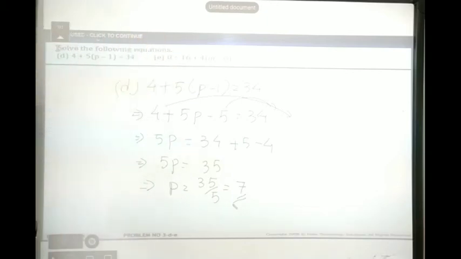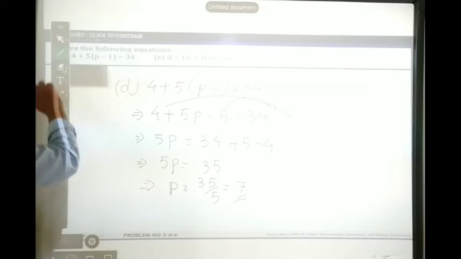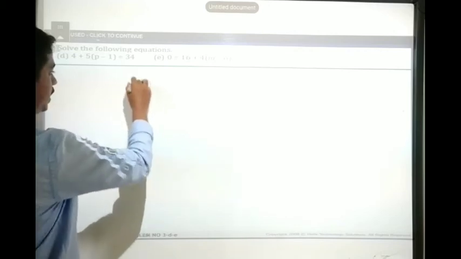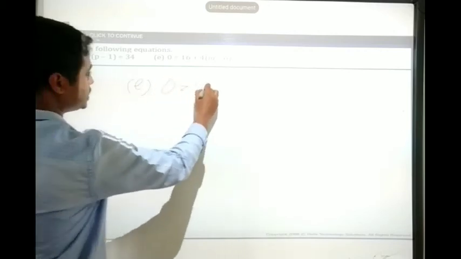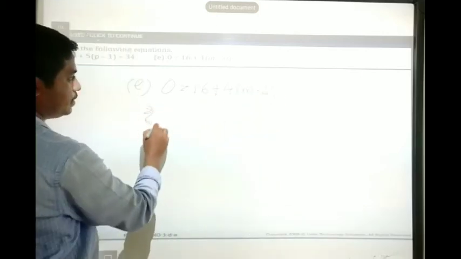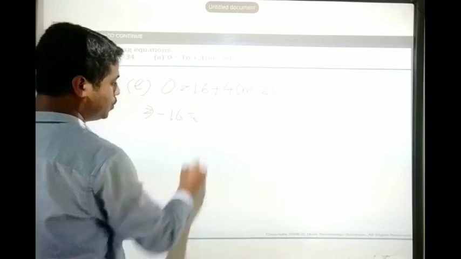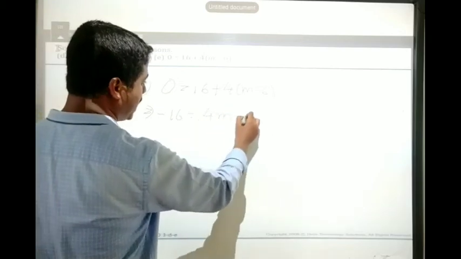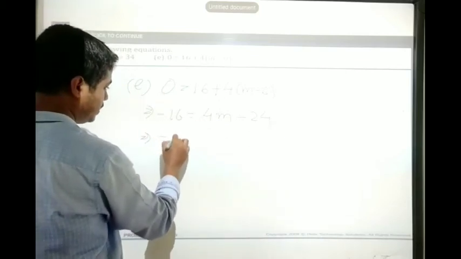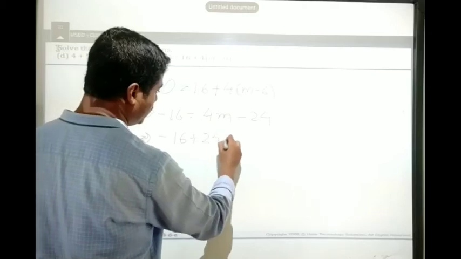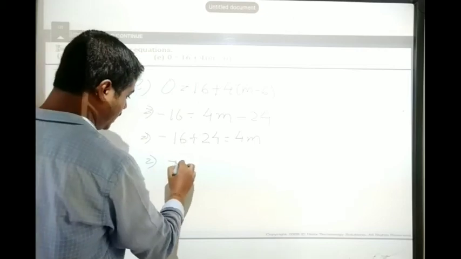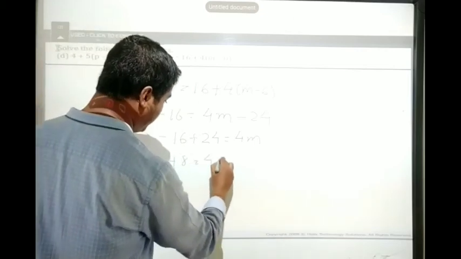Okay. So next question, if I try, it is question E. 0 is equal to 16 plus 4m minus of 6 implies minus 16 equals to 4m minus of 24 equals to, put the constant on the left hand side, minus 16 plus 24 is equal to 4m implies minus 16 plus 24 it will be plus 8 will be equal to 4m.